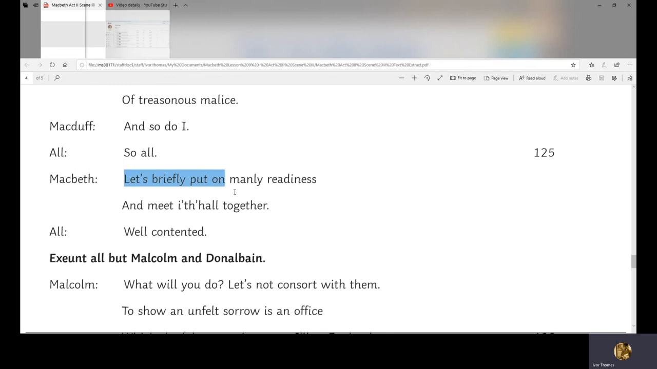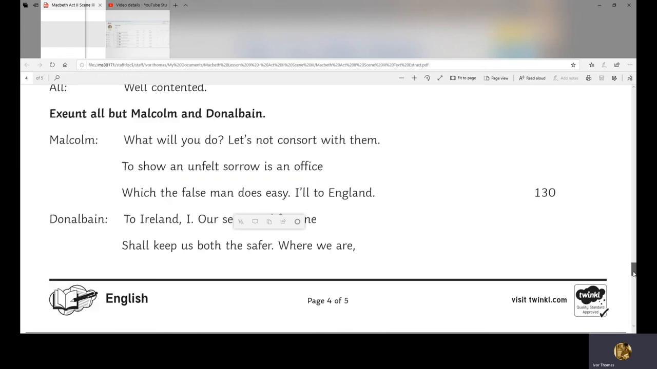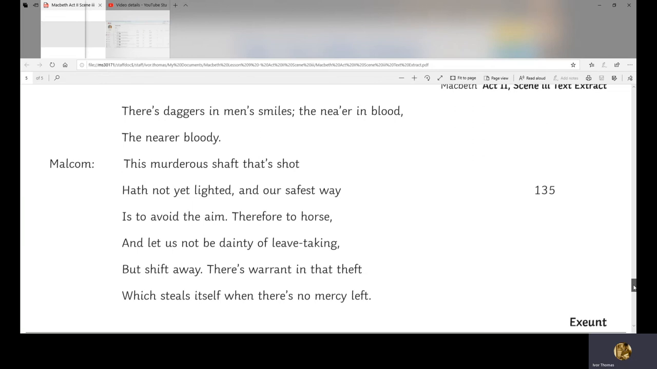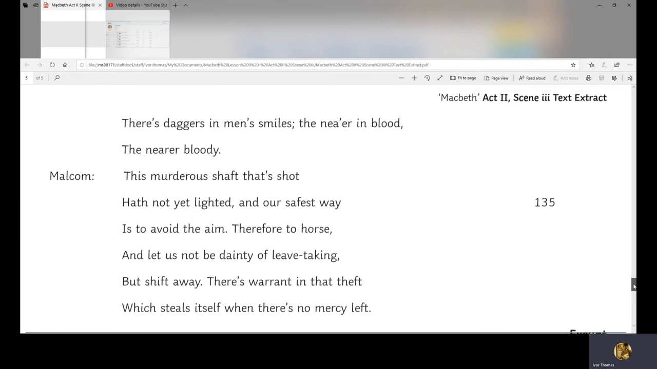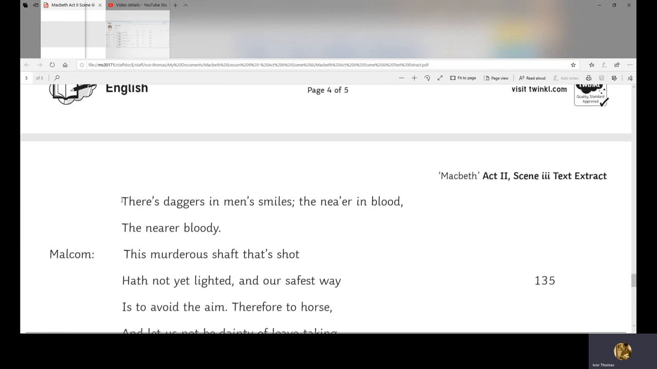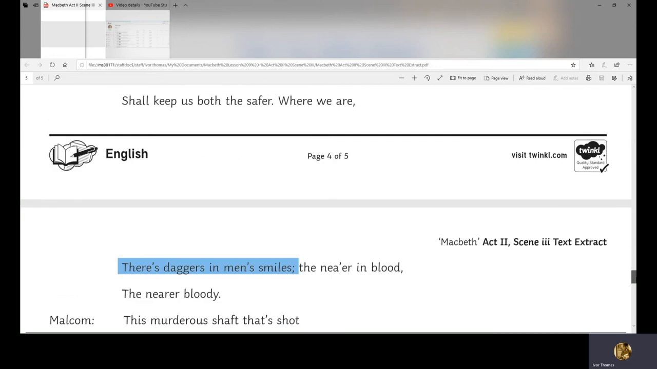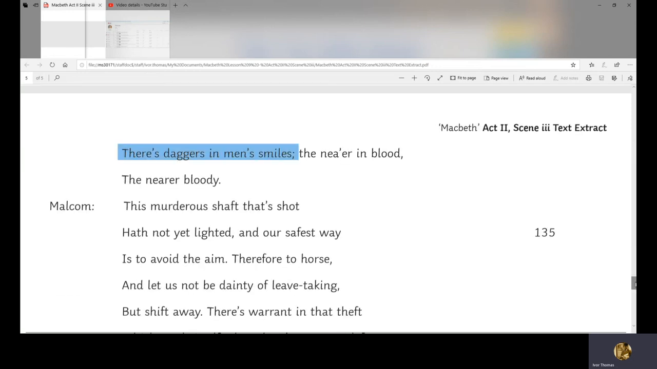Macbeth, meanwhile, plans to have a summit or a meeting outside with all the others. Let's investigate the murder. Let's meet in the hall together. So we leave the stage with a very important line, actually. There's daggers in men's smiles. We should suspect everybody. This is one of the themes of the play, really. It's the idea that you can look polite, but be evil.